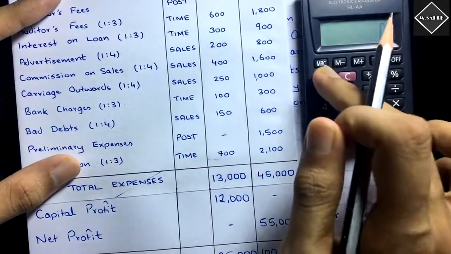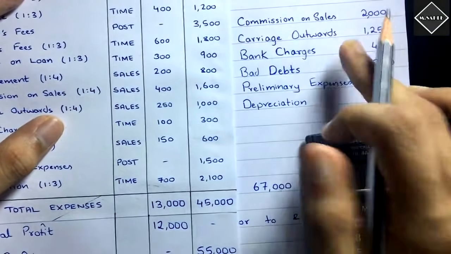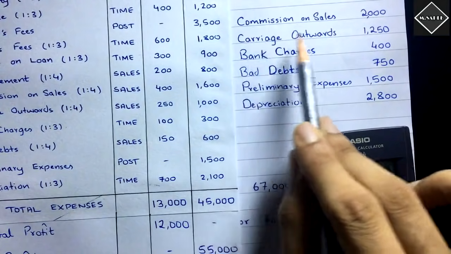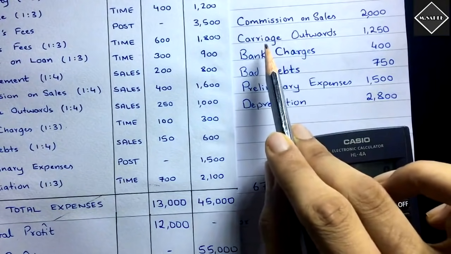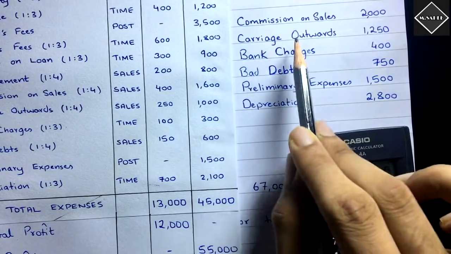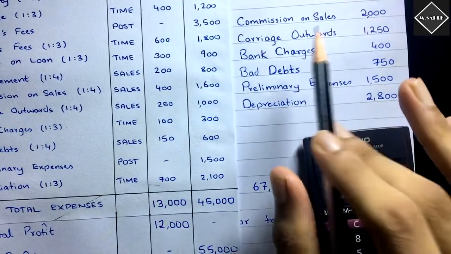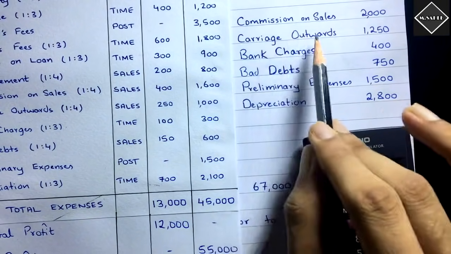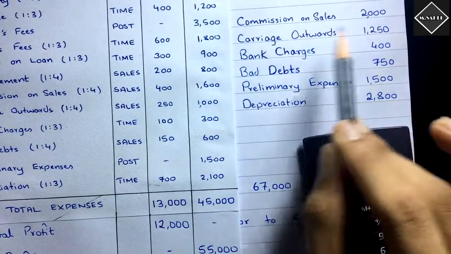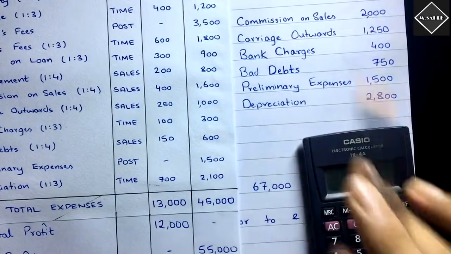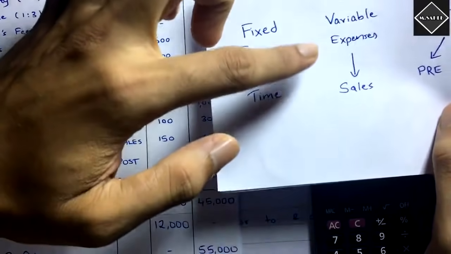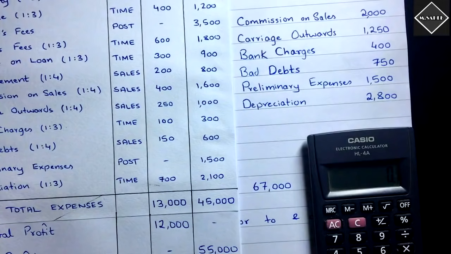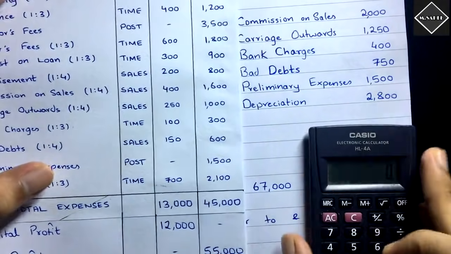Fine, simple, right? And then we have carriage outwards. Now what is carriage outwards? Carriage outward is the delivery expense, delivery of the products or the goods sold that are delivered to the home or the office or the place of the buyer. Fine, so this is delivery expense. This is directly connected with sales, 1250, so it's a variable expense, so you have to do it in the sales ratio. If sales are more, then carriage outward will be more.